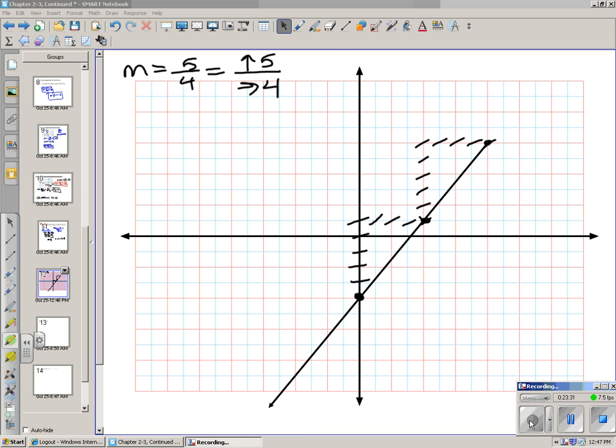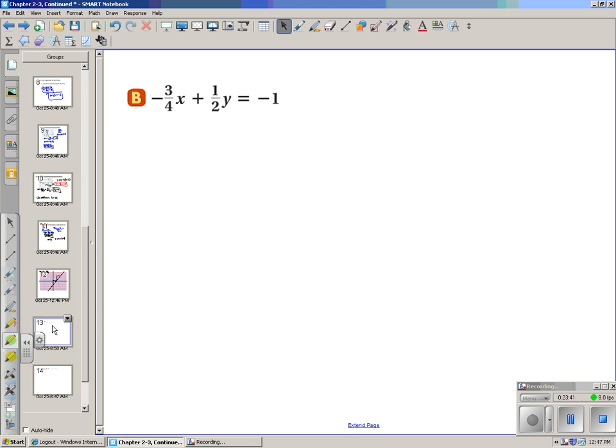Now, do we understand that this is the graph of the line? Yes or no? We good? Does that make sense? Okay, let's do it again.